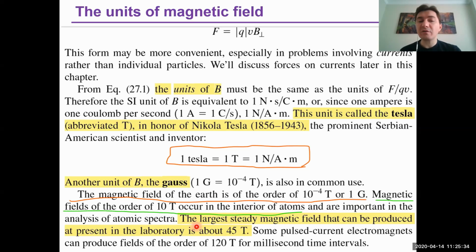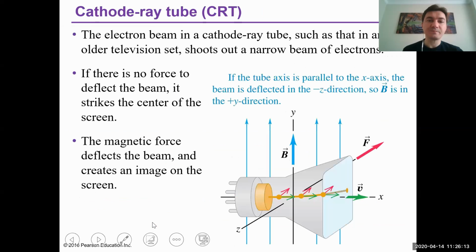But in the world, the largest steady magnetic field that can be produced at present in the laboratory is about 45 Tesla. Okay, much smaller than the magnetic field present within the iron. Within the iron it is 10 to 3 Tesla, but we can produce 45 Tesla in the laboratory. And some pulsed current electromagnets can produce fields of the order of 120 Tesla for millisecond time intervals. So this is just a comparison of the magnitude of the magnetic fields for different sources.